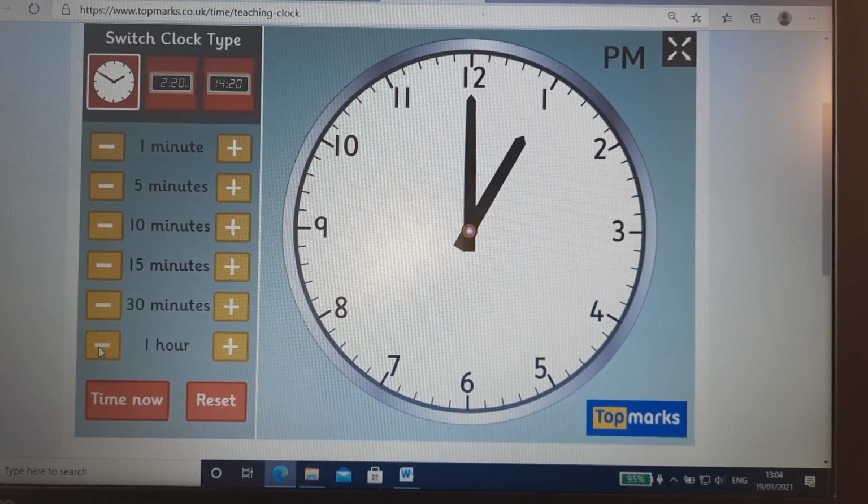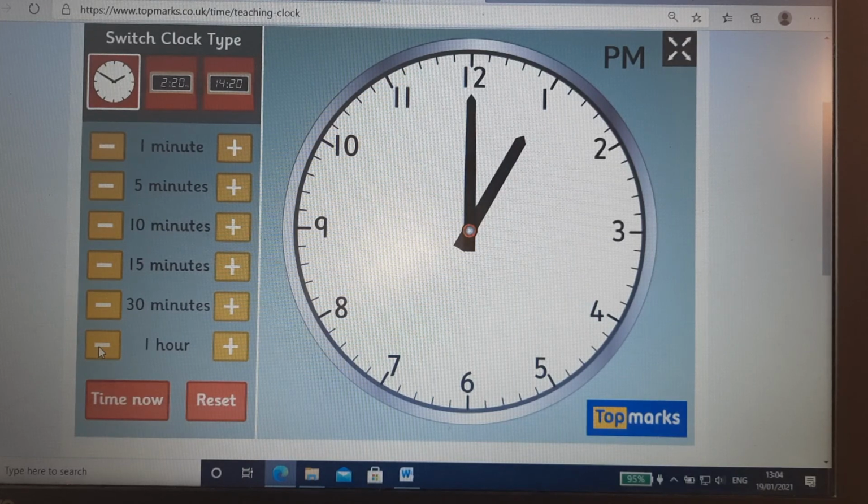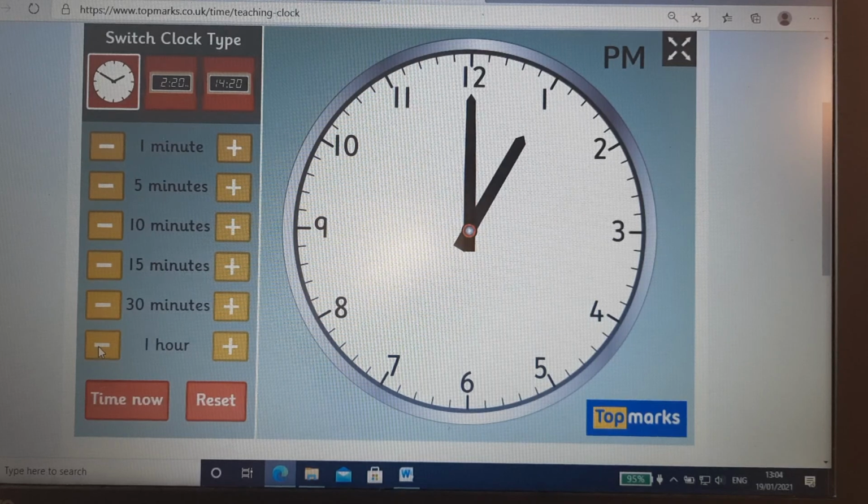Right, hopefully you would have written down 1 o'clock in the afternoon or 1 p.m. So how would that be written in 24-hour clock? 24-hour clock runs on the idea that there are 24 hours in a day. So during the morning you have 1, 2, 3, 4, 5, 6 o'clock, 7, 8, 9, 10 o'clock, 11, and at midday it becomes 12 o'clock.